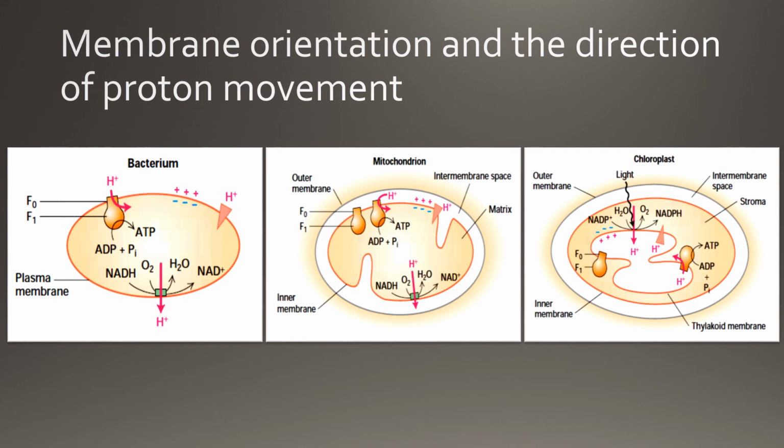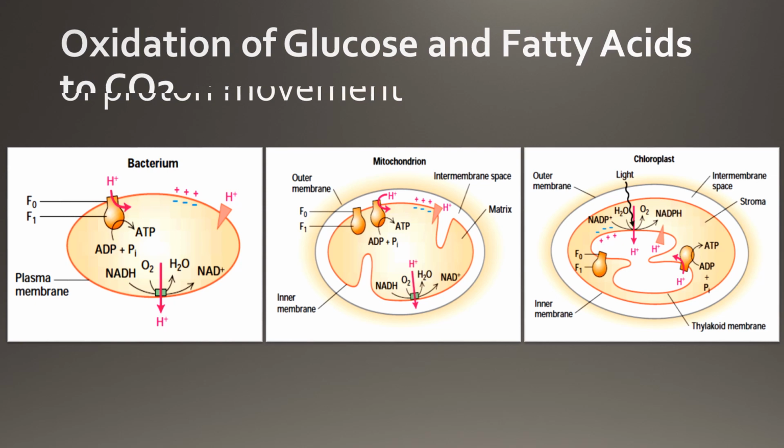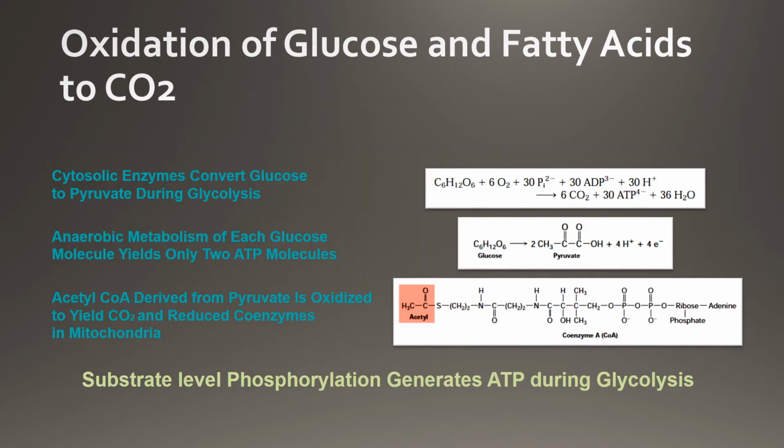Protons always flow through the ATP synthase from the exoplasmic to the cytosolic phase of the membrane, driven by a combination of proton concentration gradient and the membrane electrical potential. So I am not going to go into details with glycolysis, just directly to the oxidation of glucose and fatty acids to CO2. The complete aerobic oxidation of each molecule of glucose yields 6 molecules of CO2 and is coupled to the synthesis of as many as 30 molecules of ATP.